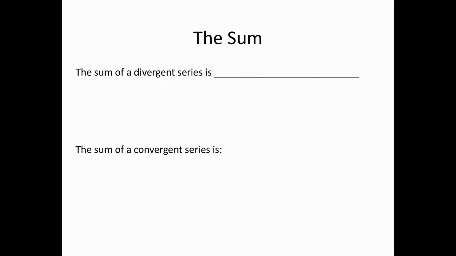Okay, so now we know what a convergent series looks like and what a divergent series looks like. Let's start talking about what actually happens when you add up the terms of a convergent or a divergent series. So the sum of a divergent series is non-existent. It doesn't exist.